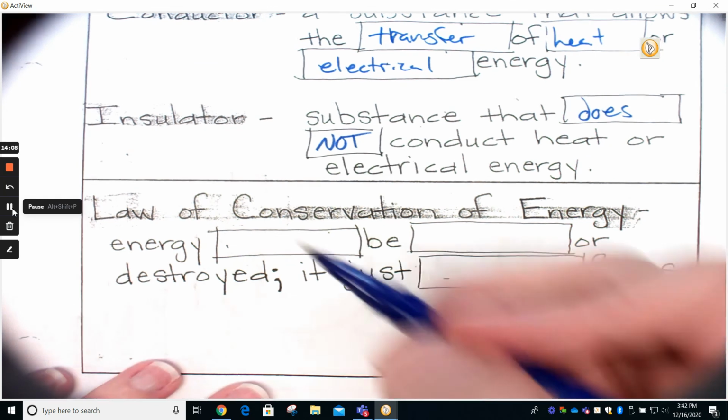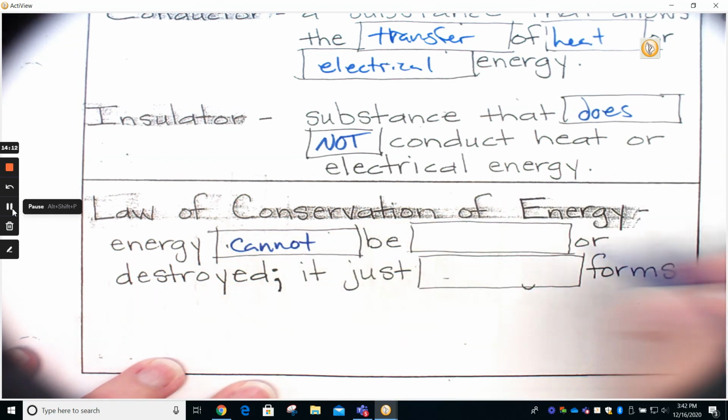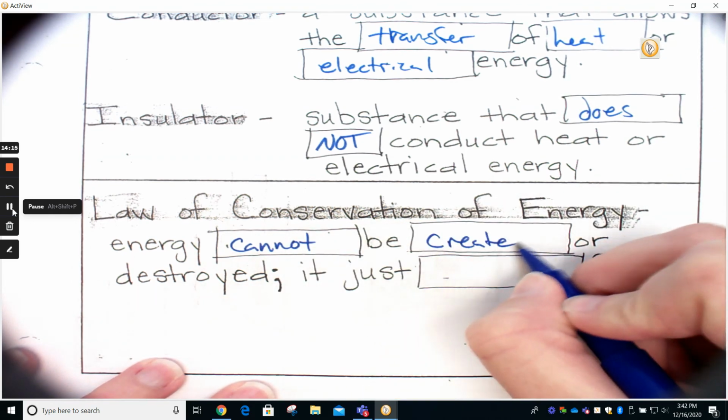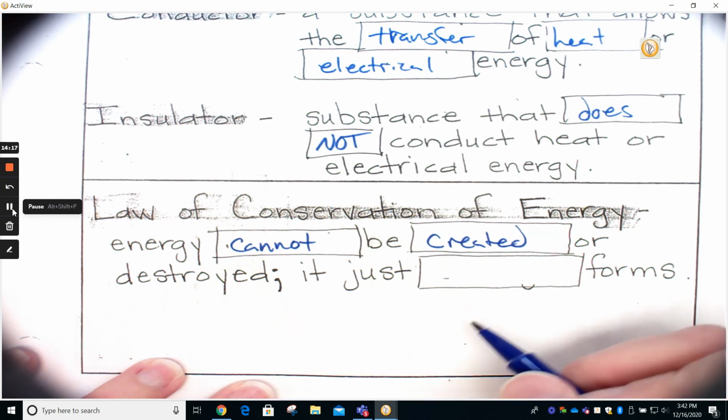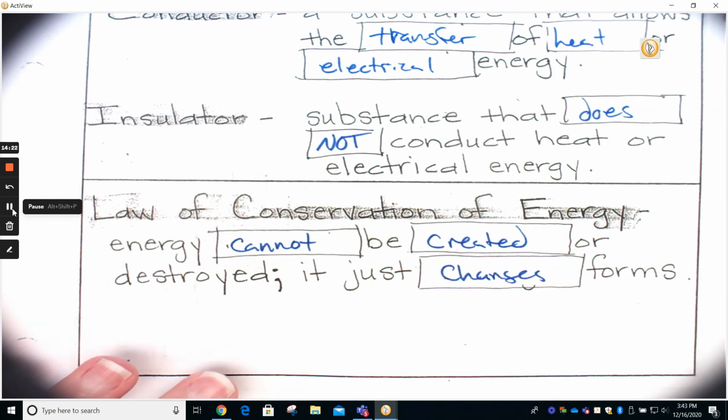And that simply says energy cannot be created or destroyed. It just changes forms. So energy cannot be created or destroyed. It just changes forms. So that's a super duper important thing for what we're talking about right now, because it's easy for someone to say that whenever you turn the light off, energy's just gone. Well, it's not gone. It just transfers into something else.